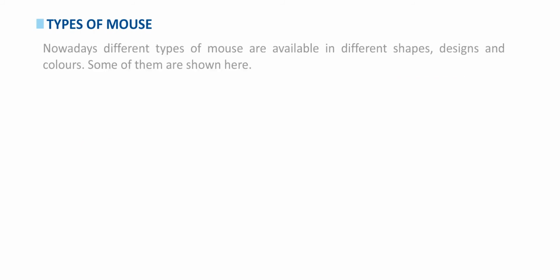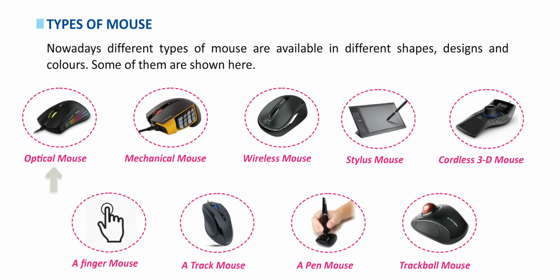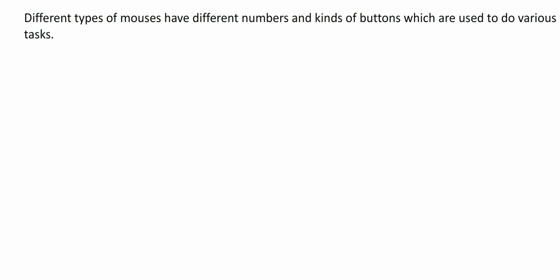Types of mouse. Nowadays, different types of mouse are available in different shapes, designs and colors. Some of them are shown here. Optical mouse, mechanical mouse, wireless mouse, stylus mouse, cordless 3D mouse, a finger mouse, a track mouse, a pen mouse, trackball mouse. Different types of mouses have different numbers and kinds of buttons which are used to do various tasks.